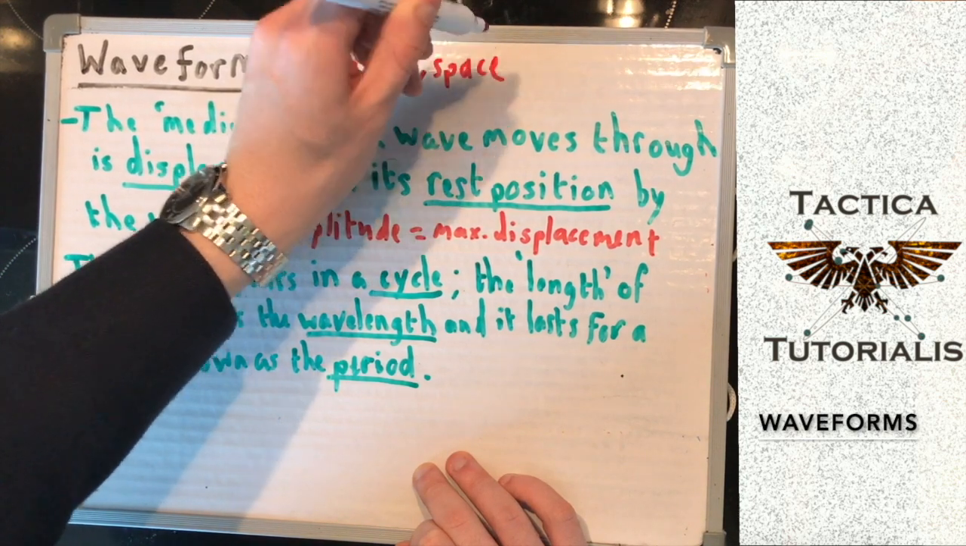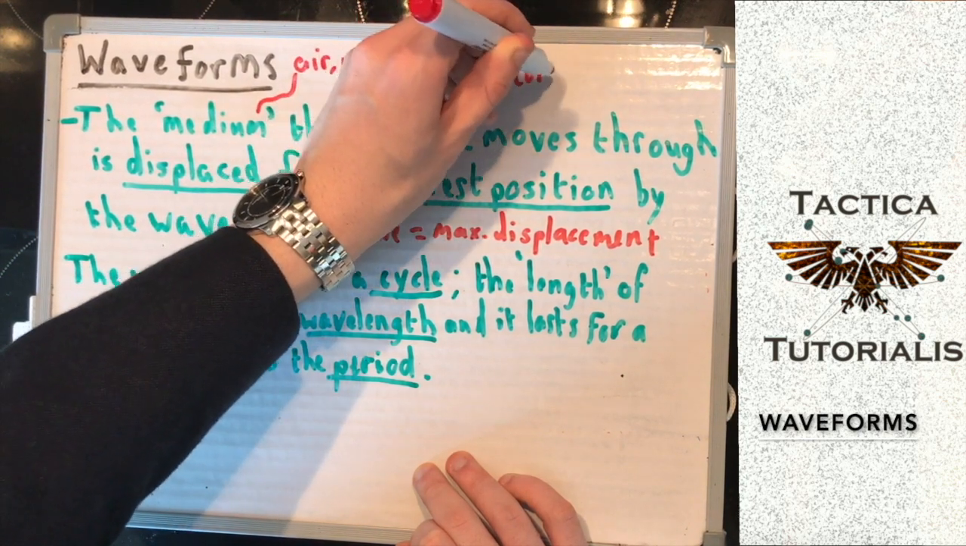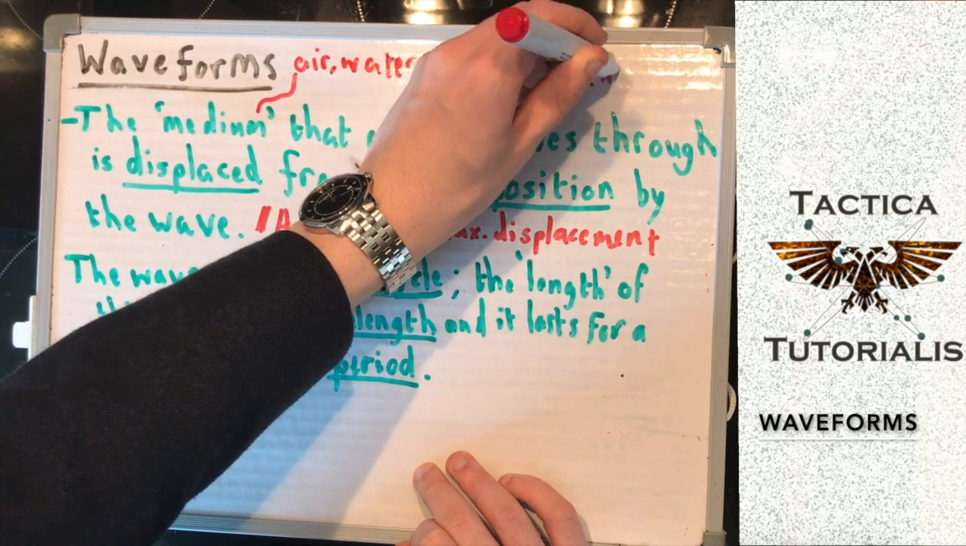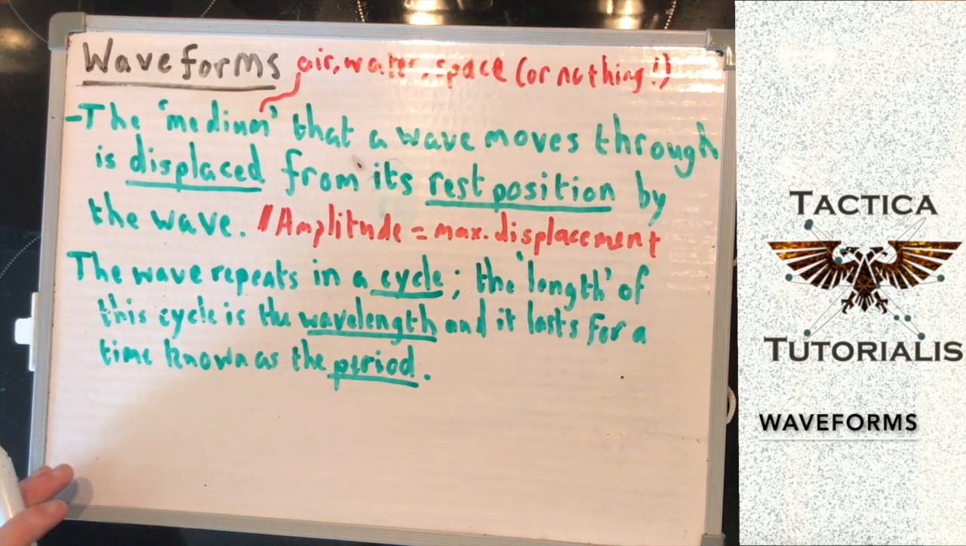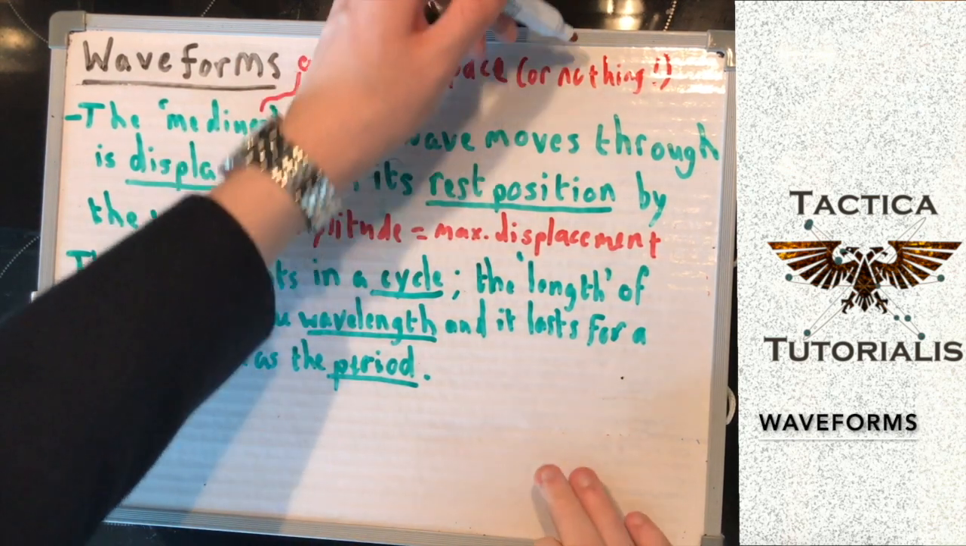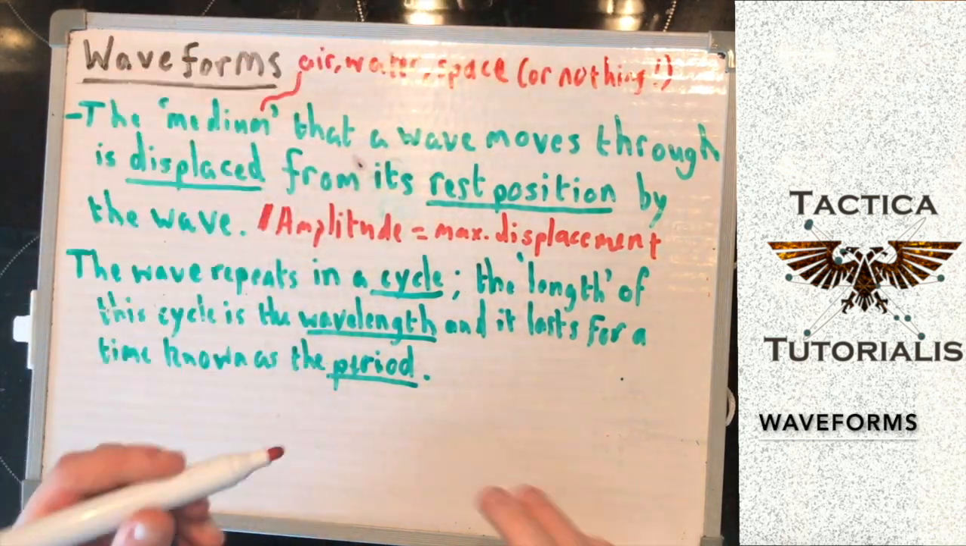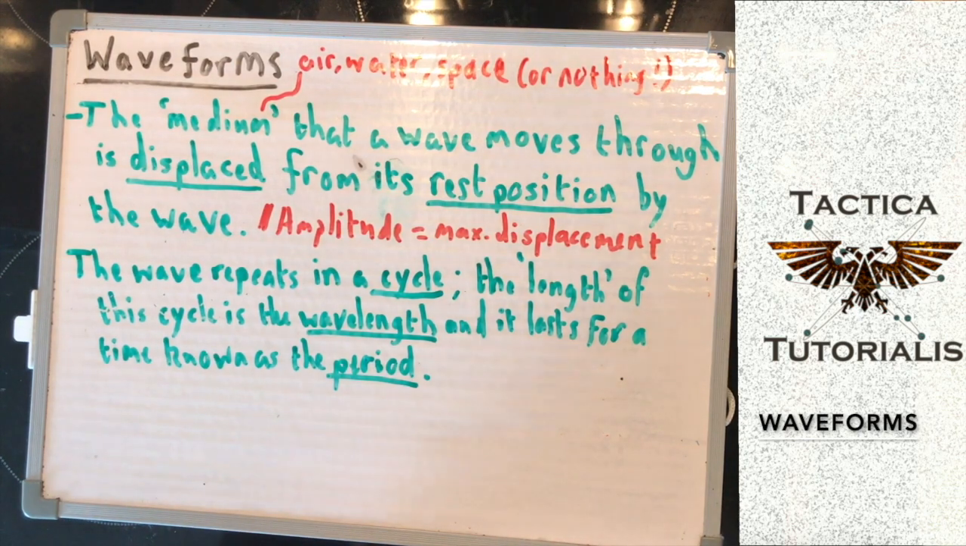Some waves don't even need a medium. For example, light can travel through things without a medium, but we're not getting into types of waves today. But there are many different media that a wave can travel through. And when the wave moves through it, that medium is displaced. So it is moved by the wave.